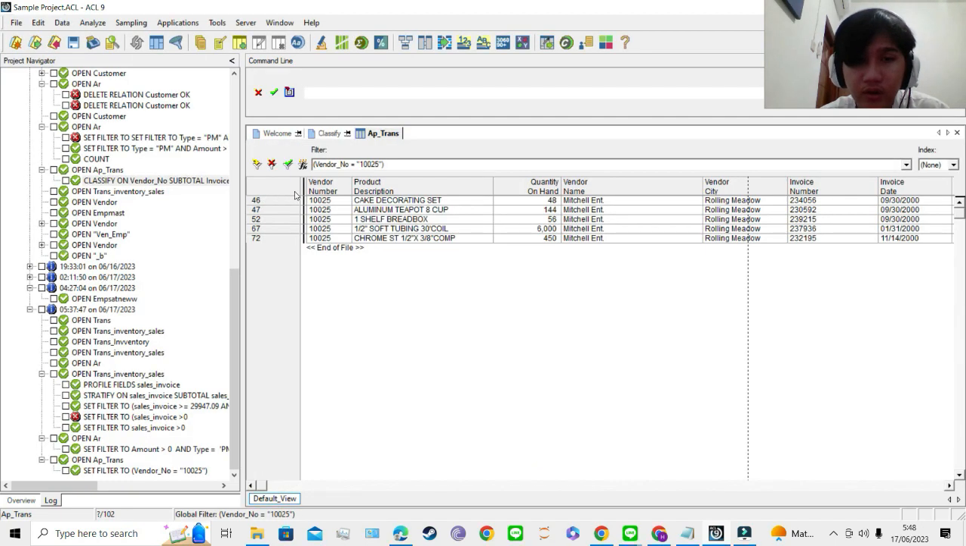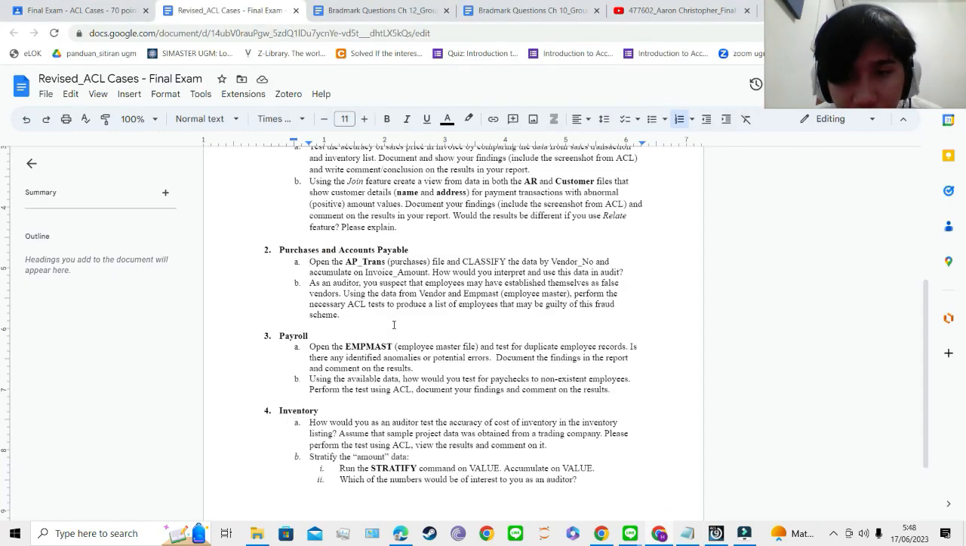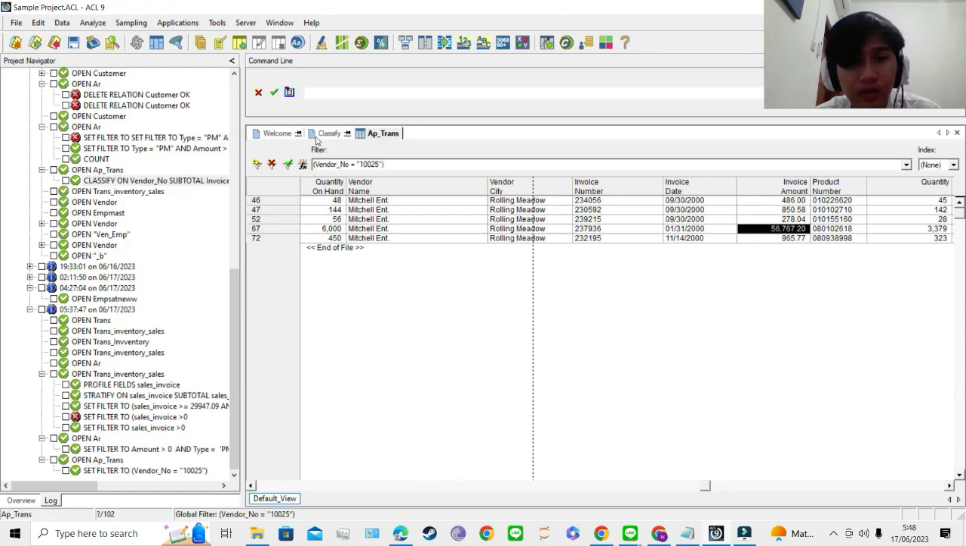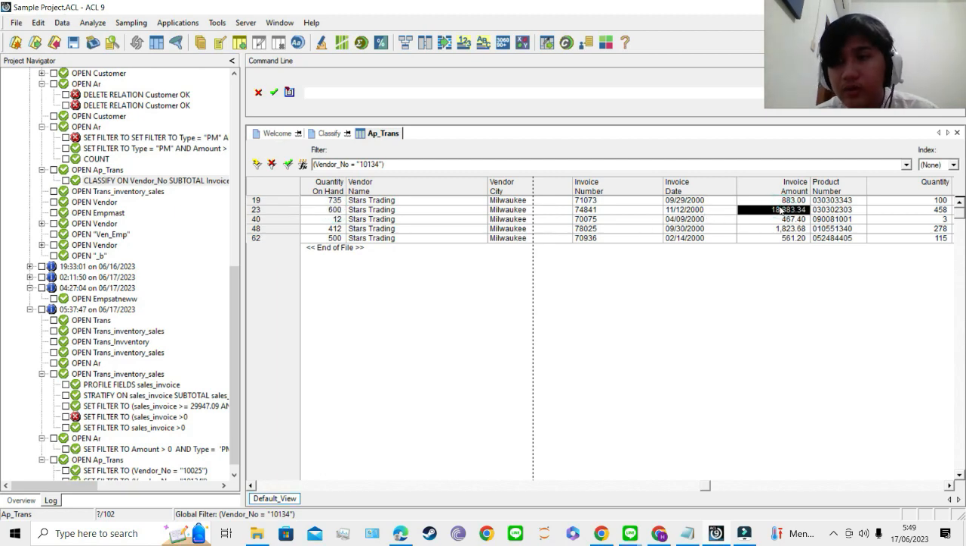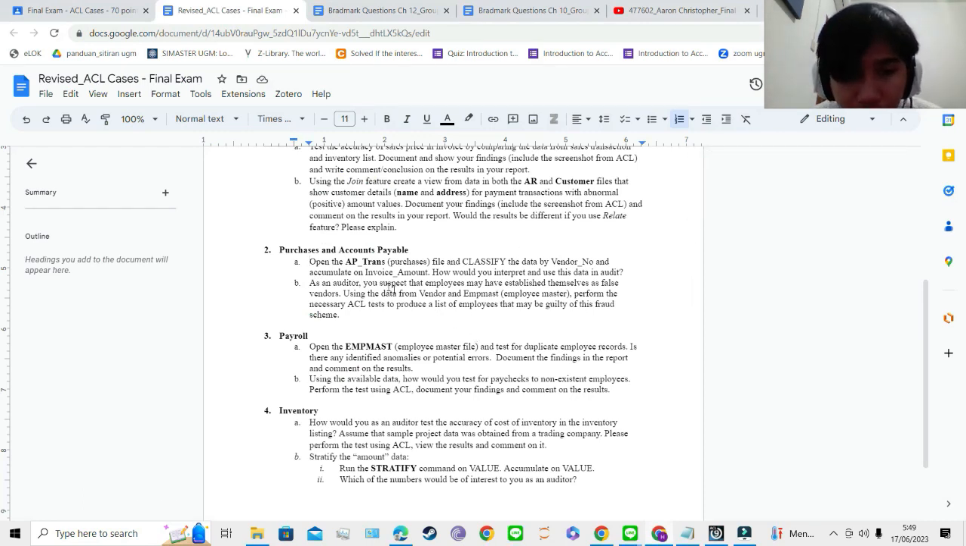Let's see from the final numbers. We can see there is some big invoice amount that could lead to fraudulent data. And from the vendor number, we can see the quantity on hand is 700 and it decreased, but the invoice amount increased significantly. That is for number 2.